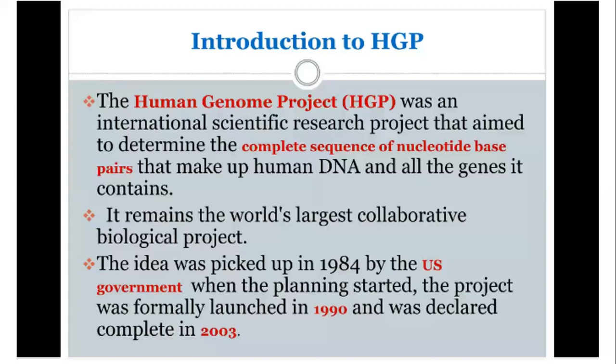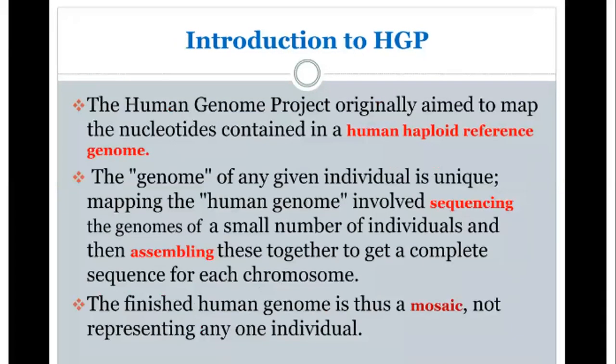The Human Genome Project is actually the world's largest collaborative biological project. The idea was given by the US government in 1984, but this project was formally launched in 1990 and the whole project was completed in 2003. The main objective of this project is to sequence the nitrogenous bases of the genes that control the traits of humans.